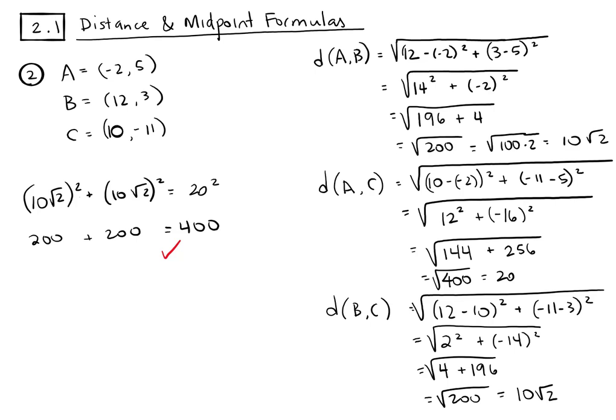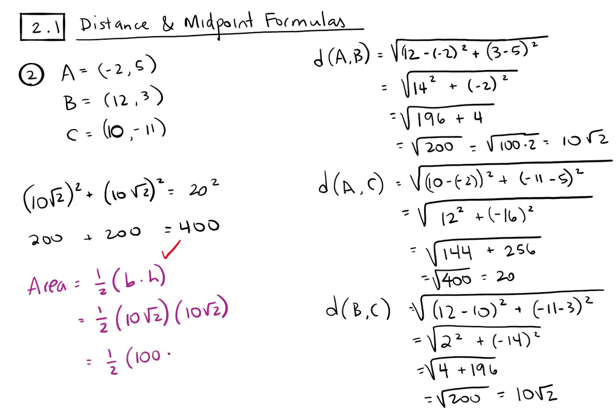Now it does ask us to find the area as well. To do that, we want the base and the height, and we want to multiply it by 1/2. And so the base would be one of our 10 radical 2's, and our height would be our other 10 radical 2. And so we're going to get 1/2 times 100 times 2, which is just 100 square units. We always want to say square units when we're doing area.